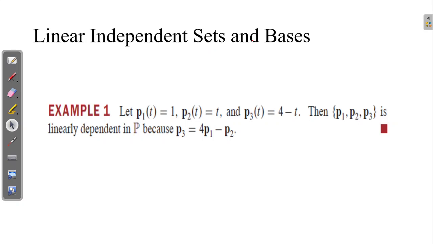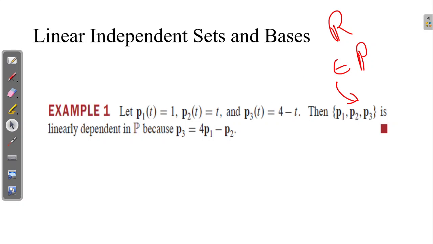That means P is the set of all polynomials. We have proved in our previous class that this is again a vector space. So p1, p2, p3 belong to P. So you have to prove, or you have to understand, that this is a linearly dependent set in P.